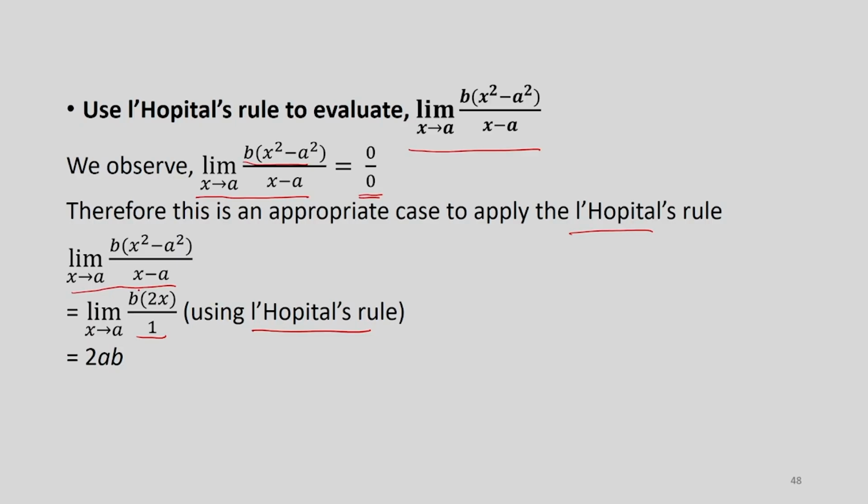And if we do so, in this case the numerator turns out to be b multiplied by 2x and the denominator is 1. So, it becomes just 2bx, and as x goes to a, 2bx goes to 2 multiplied by a multiplied by b. So, simply this is the answer.